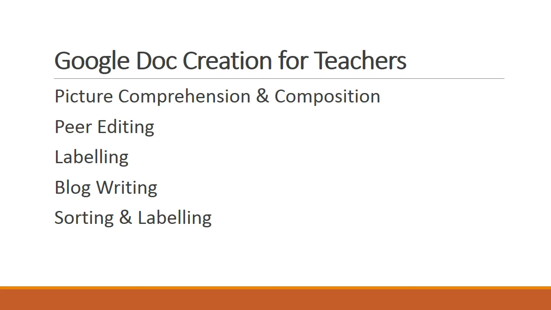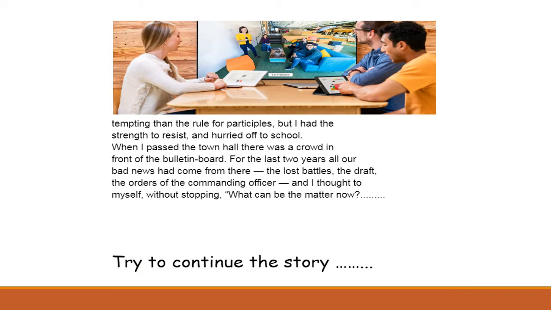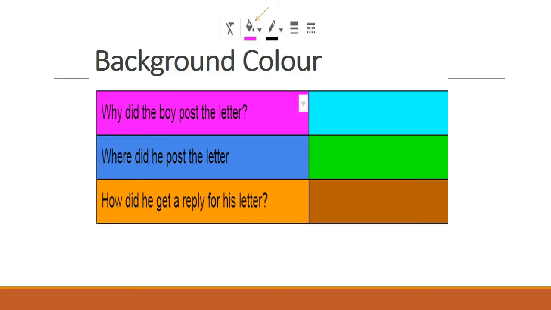The very first one is picture comprehension and composition. Second is peer editing, labeling, blog writing, sorting and labeling. Here is the example for that. This is picture composition. The picture composition example is there on the screen, and this is a picture comprehension exercise. For that, you have to click. If you want to get this kind of colorful background, please click on the background color option.